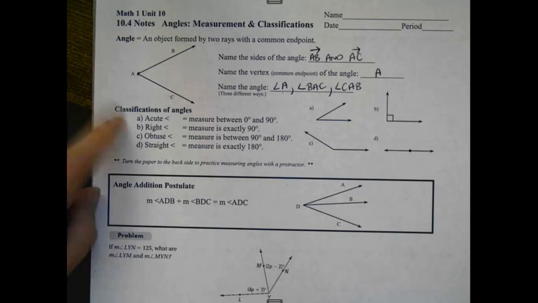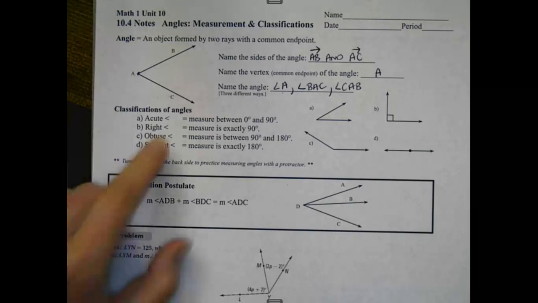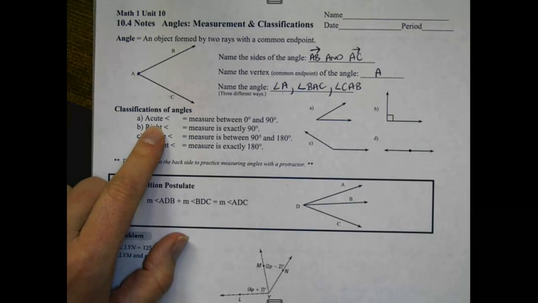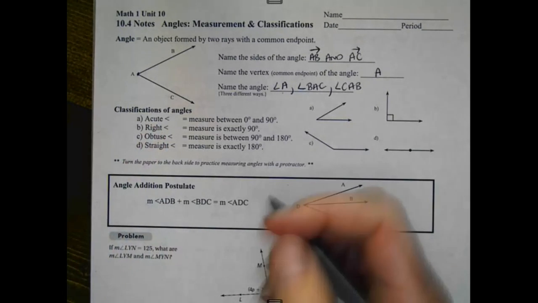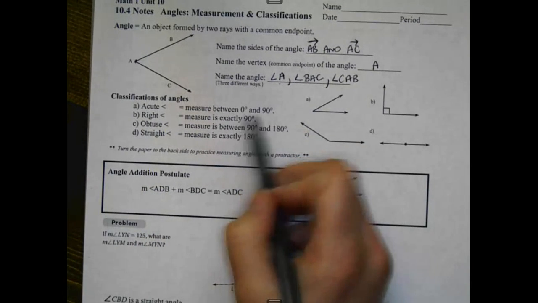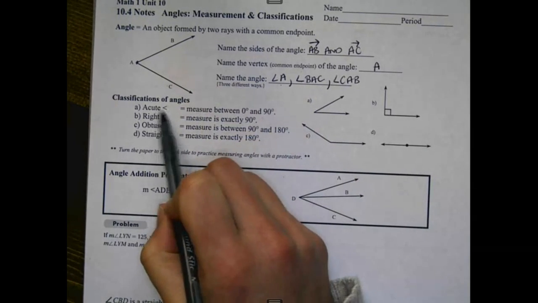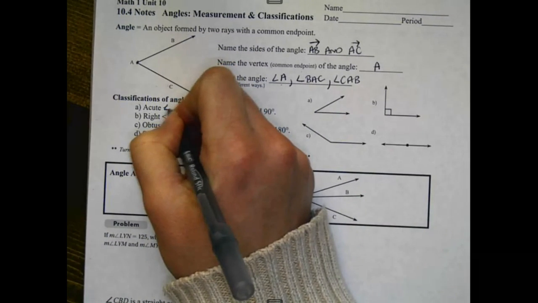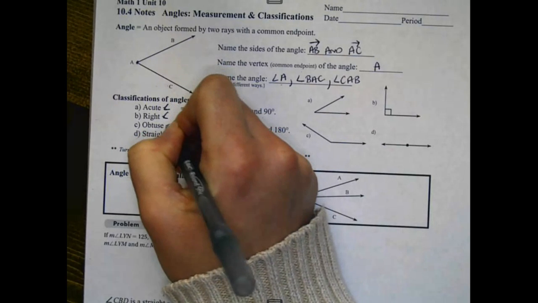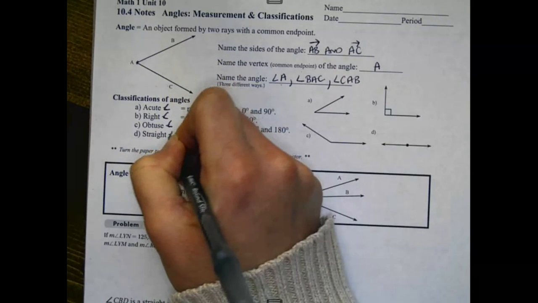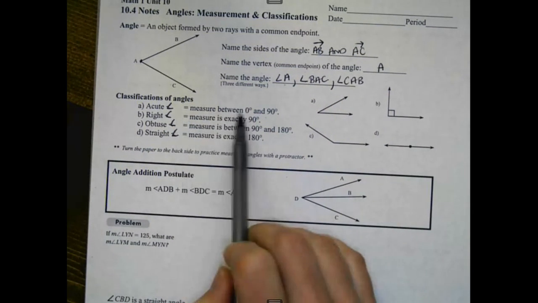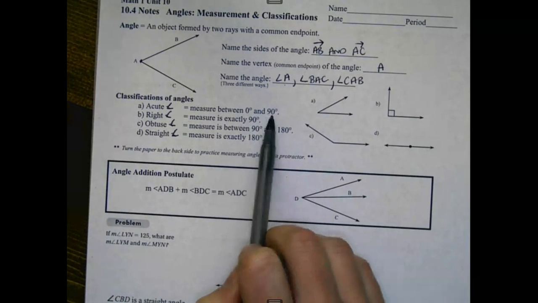So now we have our different classifications of our angles. So remember, this was our acute angle. This was our measures between 0 to 90 degrees. This should be the angle symbol. So a right angle, obtuse angle, and straight angle. So that's what those symbols should be. And so this one is from 0 to 90 degrees.